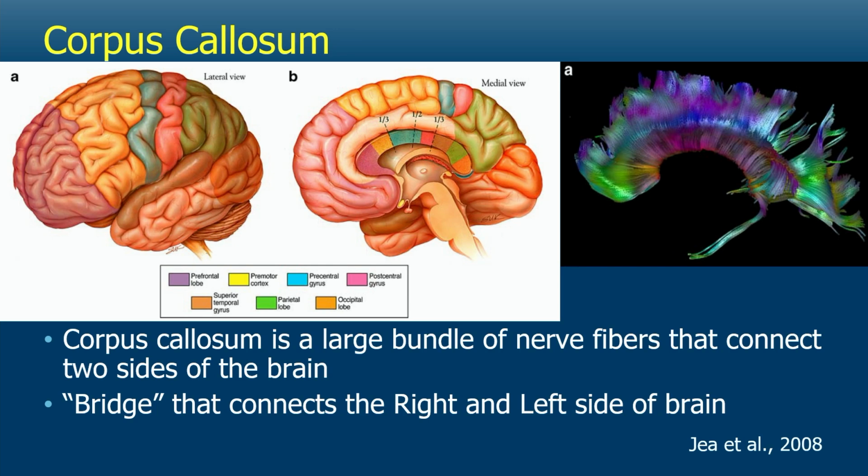So, what is the corpus callosum? This is a large bundle of nerve fibers that connect the two sides of the brain. Think of it as a bridge that connects the right and left side of the brain.